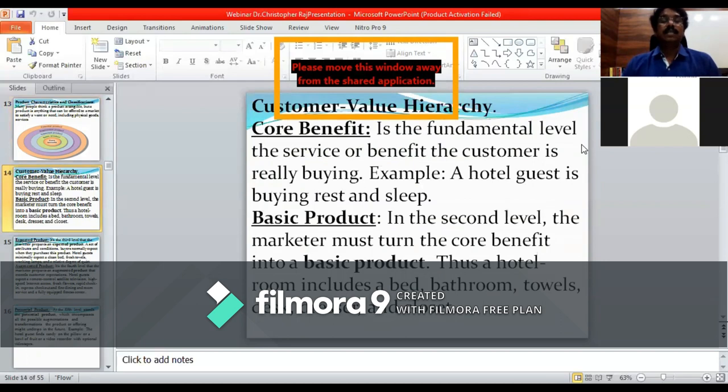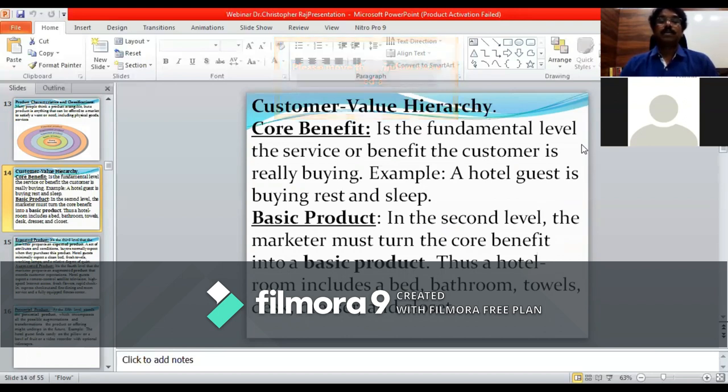So let's learn about the core benefit. It is the fundamental service or benefit that the customer is really buying. Example: a hotel guest is buying rest and sleep. To this core benefit, you add a basic product. The hotel room includes a bed, bathroom, towels, desk, dresser, and closet.